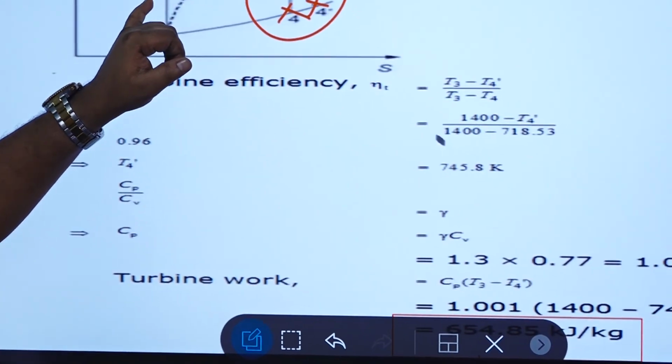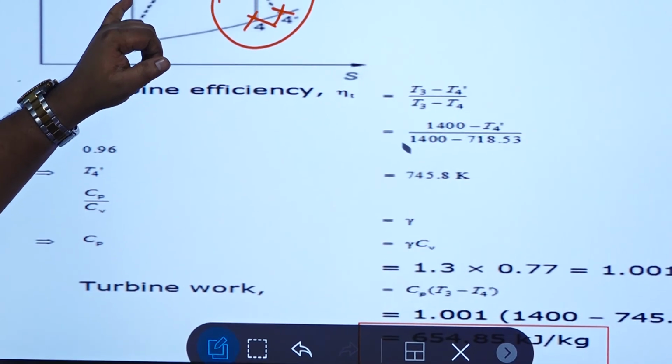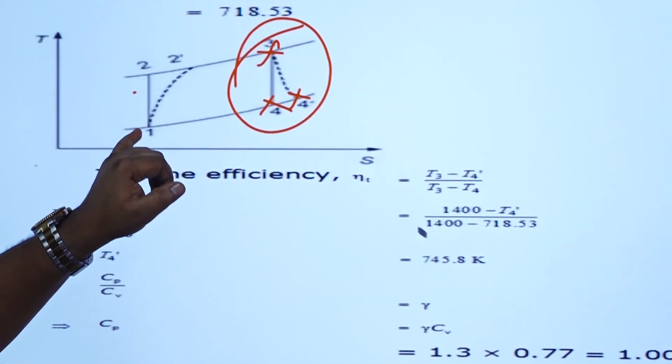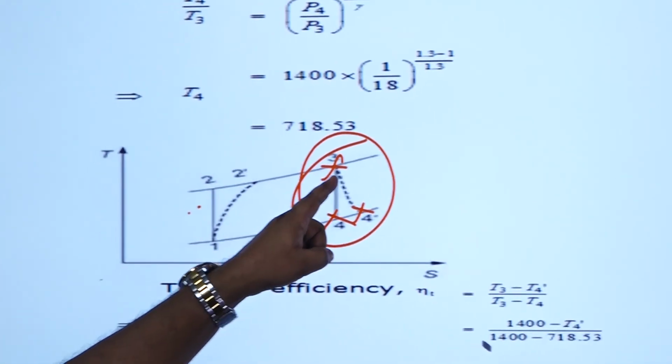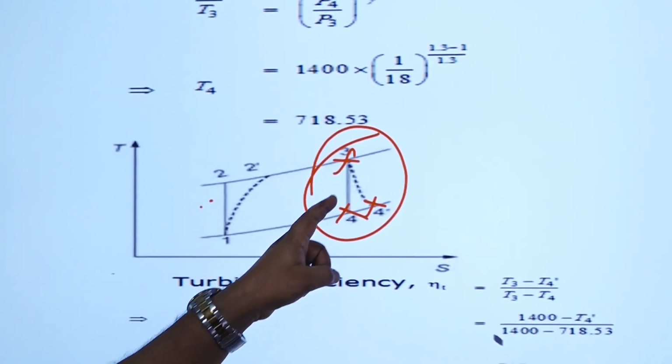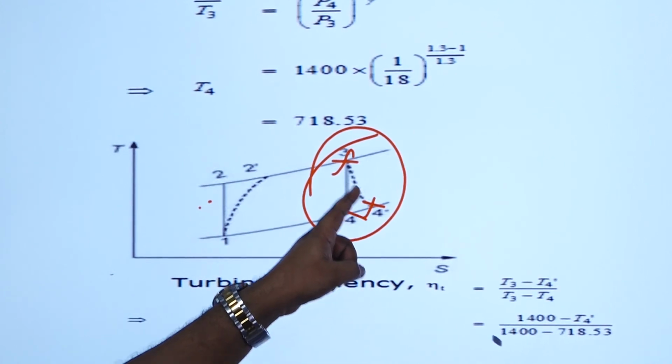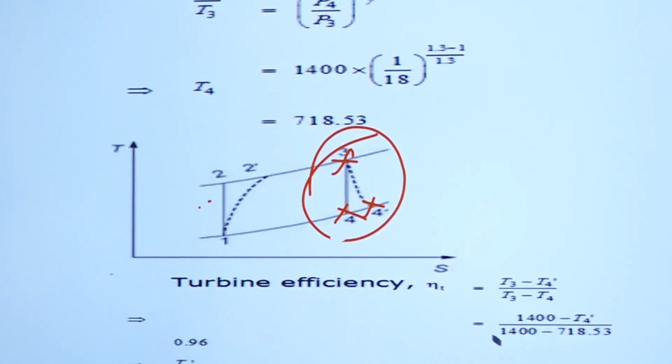So there you wrote T2 minus T1 by T2 dash minus T1. So that is ideal by actual. So now you have to go for actual by ideal, so that is T3 minus T4 dash by T3 minus T4.